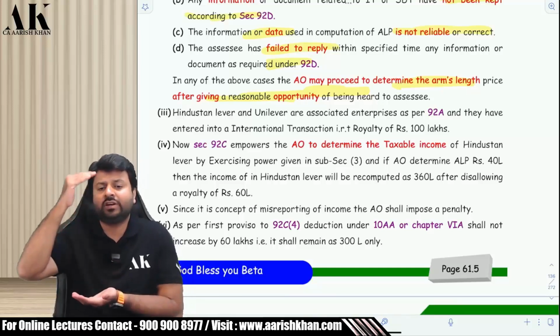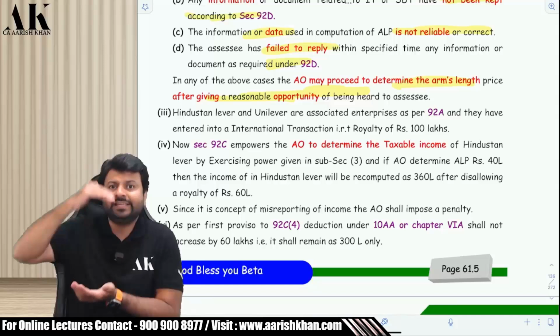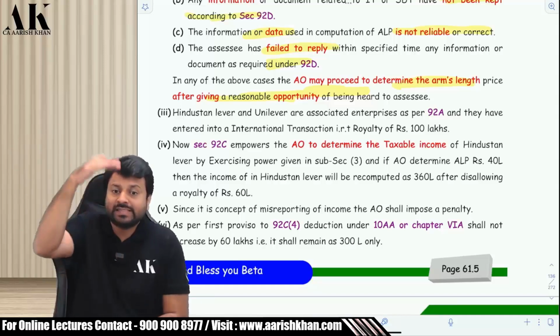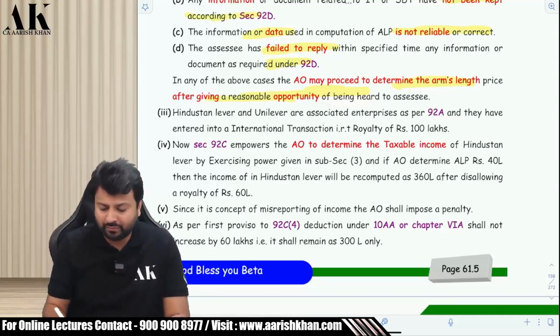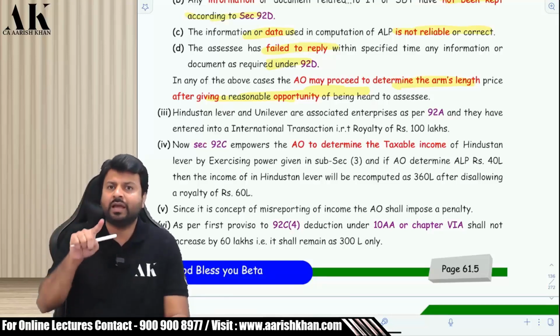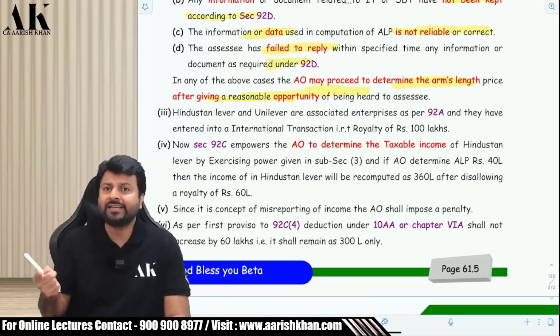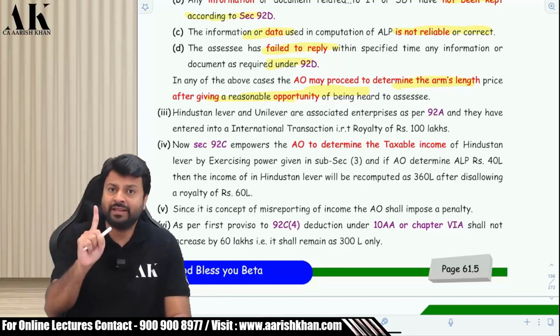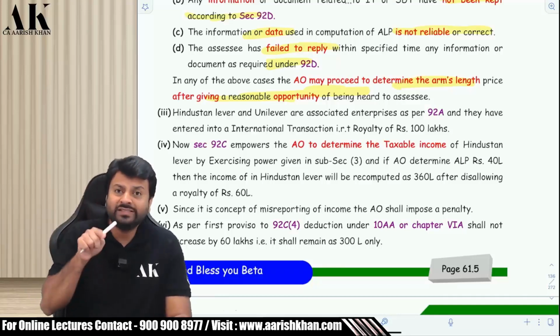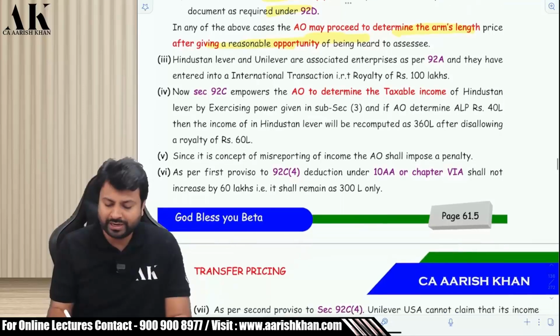Now, if he increases your income to 360 lakhs, on this 60 lakhs which is increasing, first of all you are liable to pay penalty, interest and tax. Be very careful, there are 2 points which I would like to say. On this 60 lakh rupees, you are not going to get any deduction under chapter 6A or 10AA.